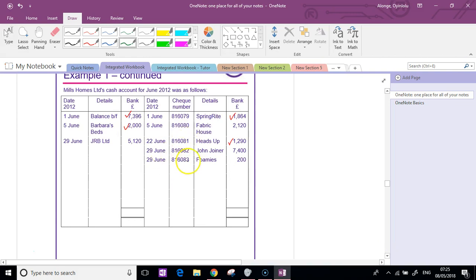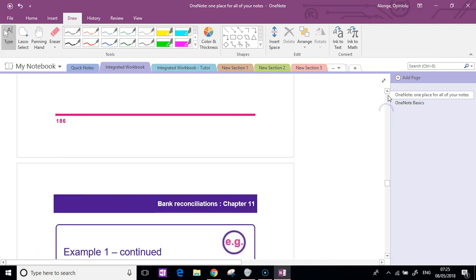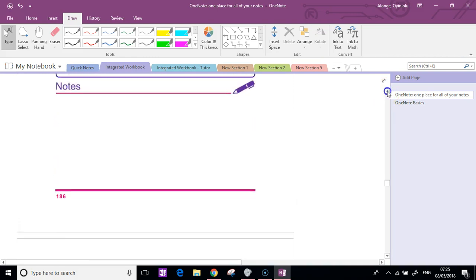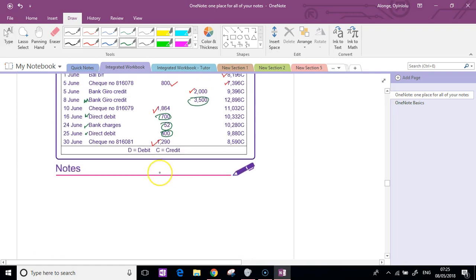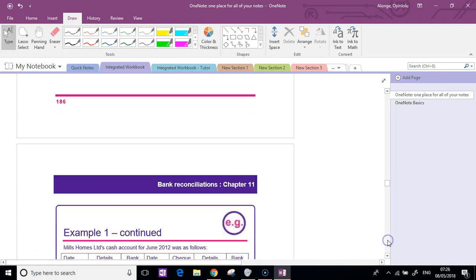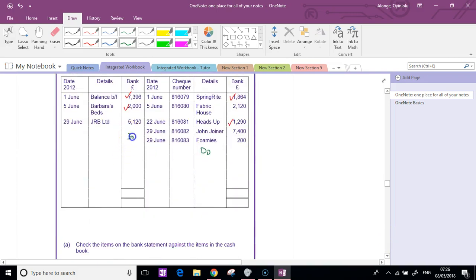When I look at my cash book, I'm going to come in here and I'm going to write the direct debit. So 3,500, 700, 52, and 400. I think it was 3,500, 52, 700, and 400. Those are the four things.